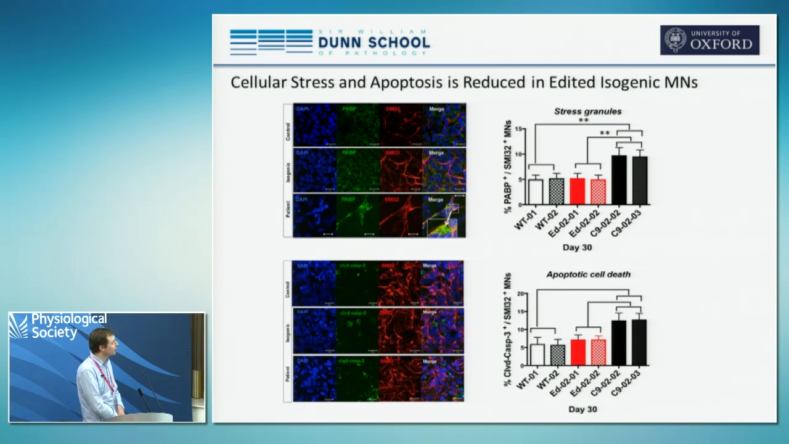Again, a couple of other observations. Enhanced cellular stress, as measured by poly-A binding protein, was observed in the patient lines versus either the isogenically edited lines or the wild type controls. And again, enhanced apoptosis was also observed.